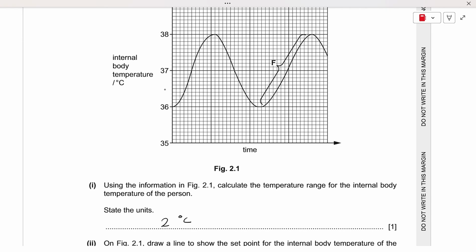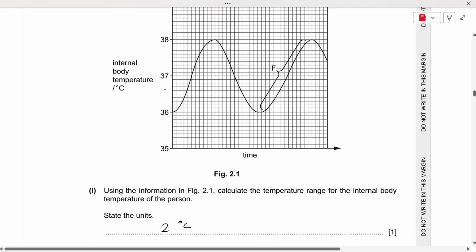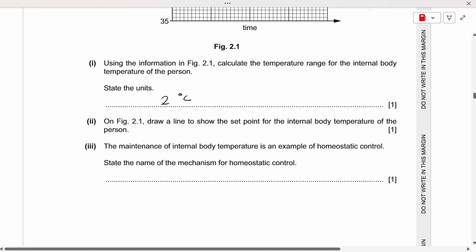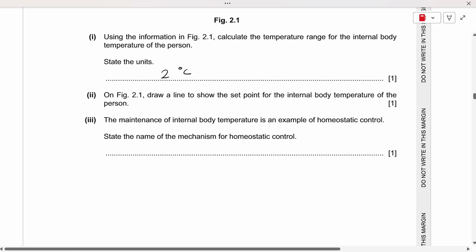It goes above 37 a little bit to 38 and falls below 37 a little bit to 36, but not more than that. So we'll draw the indication over here on 37. So that is the set point for the temperature of the person. Next, the maintenance of internal body temperature is an example of homeostatic control. Say the name of the mechanism for homeostatic control.